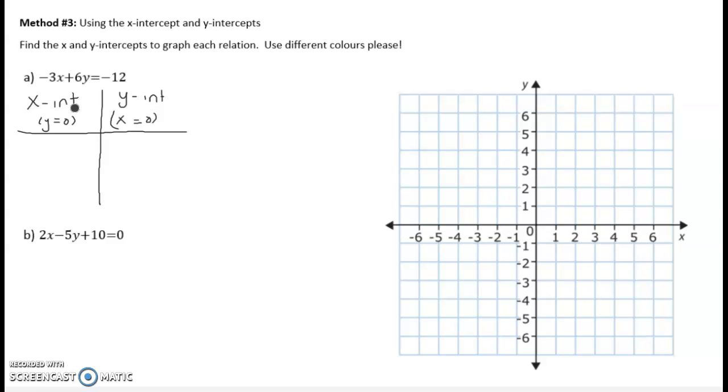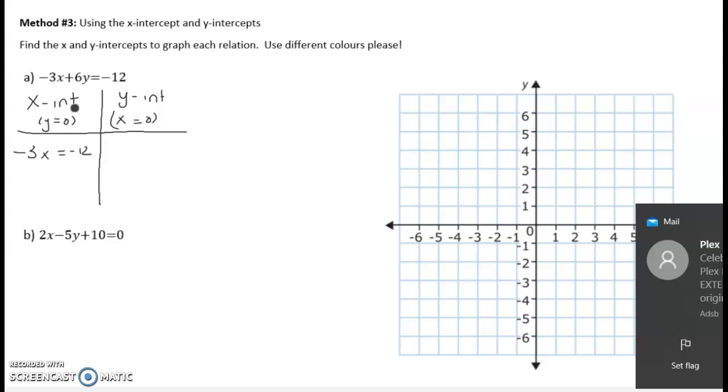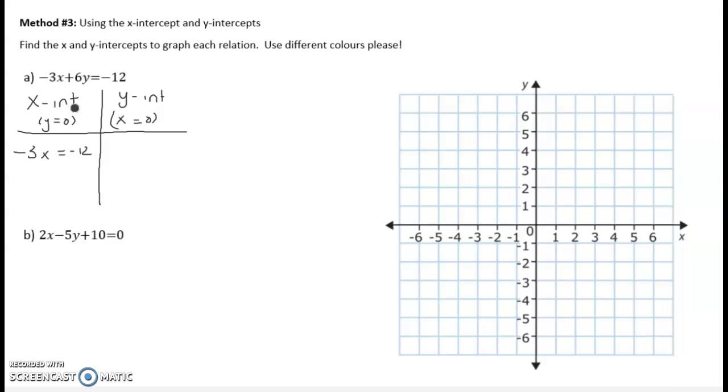So for the first one, with x-intercept, we have negative 3x equals negative 12, and that's because 6 times y is 0. Okay, so we don't even have to have that anymore. So in order to solve for x, you have to divide by the number in front. If you do it on one side, you do it to the other. Negative 3 divided by negative 3 gives you x. 12 divided by 3 gives me 4. So my first point here, x is 4, y is 0.